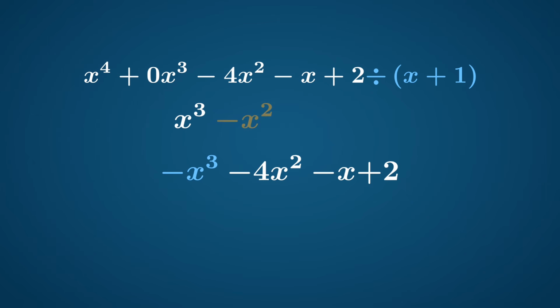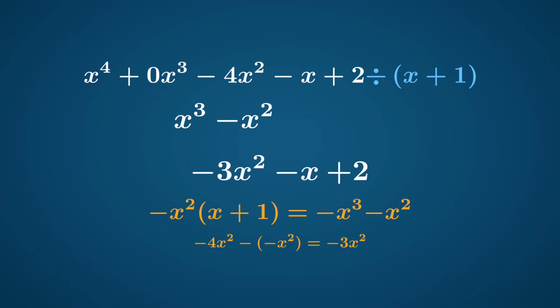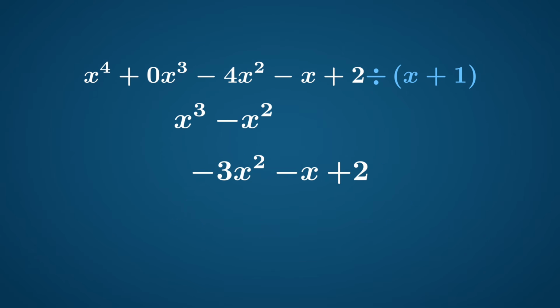Minus x cubed divided by x gives minus x squared for the quotient. Minus x squared times x plus 1 is minus x cubed minus x squared. Subtracting that cancels the cubes and leaves minus 3x squared. The working line now reads minus 3x squared minus x plus 2.